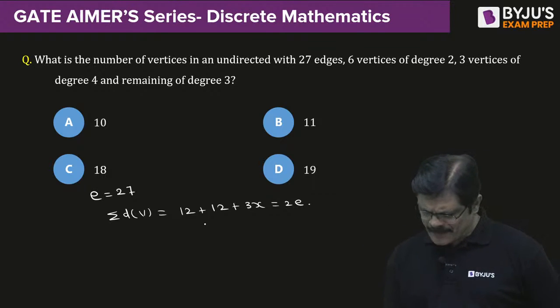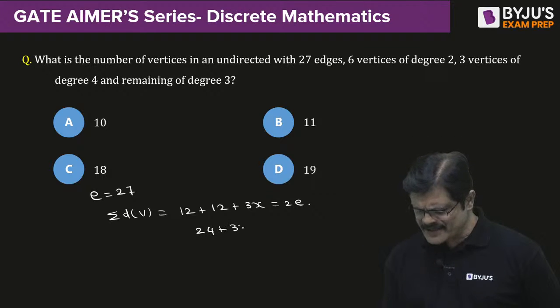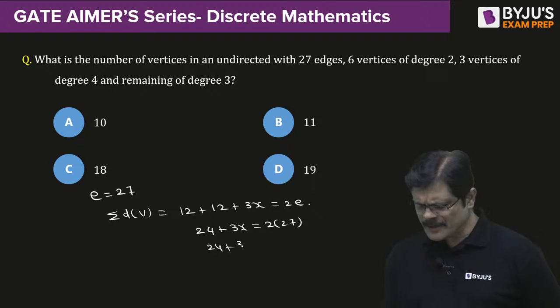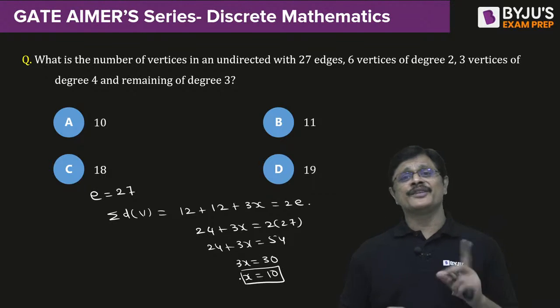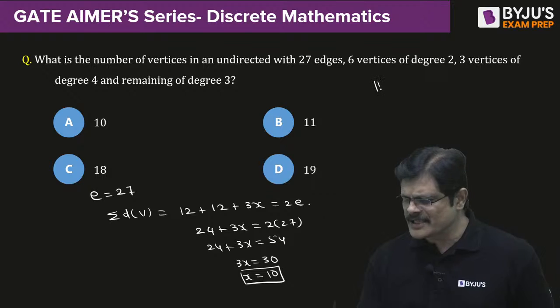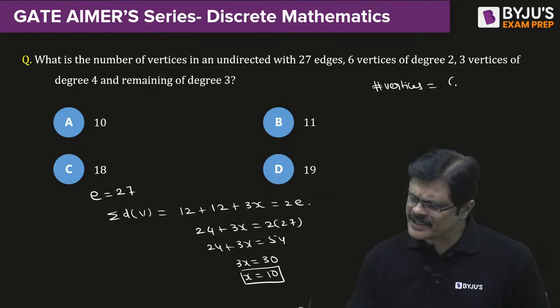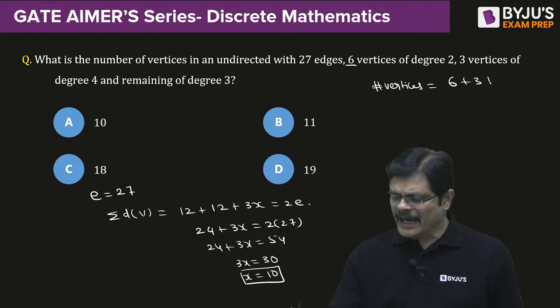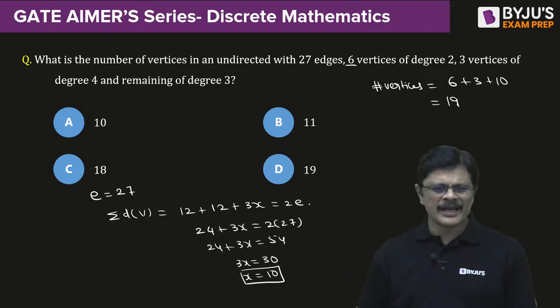So this can be simplified: 24 plus 3x is equal to 2 into 27, that is 54. That is, 24 plus 3x is equal to 54. So 3x is equal to 30, so x is equal to 10. See, this x represents the number of vertices of degree 3. So if you count the number of vertices in this particular graph, there are 6 vertices of degree 2, 3 vertices of degree 4 and 10 vertices of degree 3. So the total number of vertices would be 19.